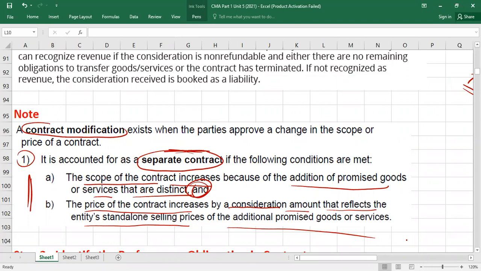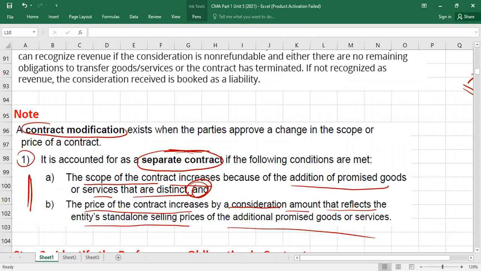Understood? I take time to teach this topic because there are so many theories here. So far we have discussed the first part only. I told you that when you identify the contract, 4 points need to be identified. What was the first point? The contract must be approved by both parties. The contract must have commercial substance. The rights of each party can be identified, and it is probable we will collect the substantial amount of consideration. Understood? Then I told you about non-refundable deposits also. Then I told you about modification to the contract as well. So this is the theoretical part.